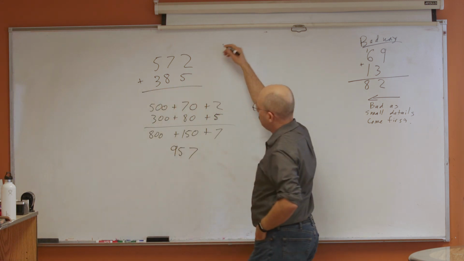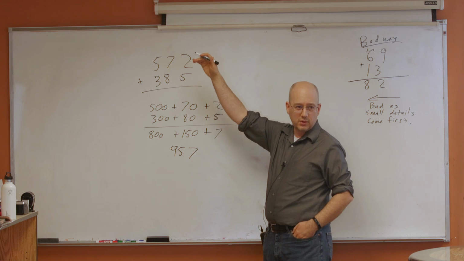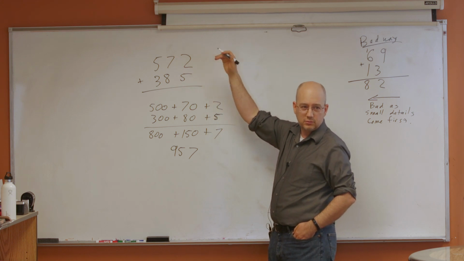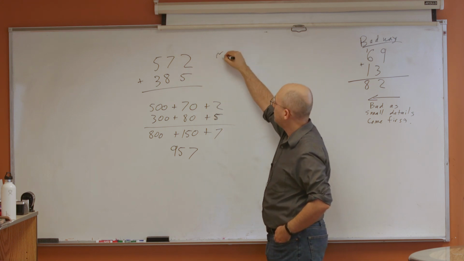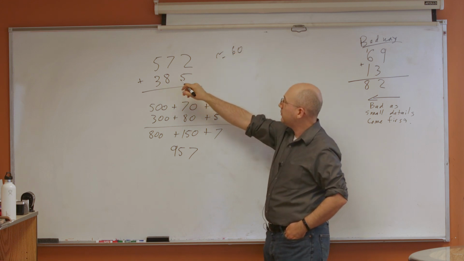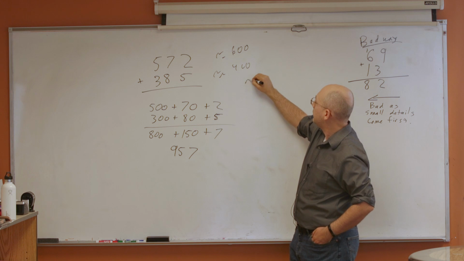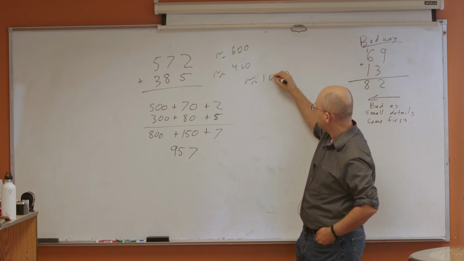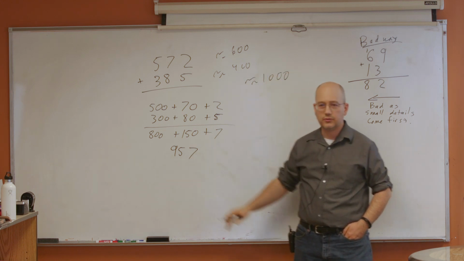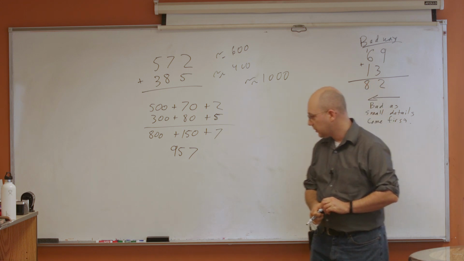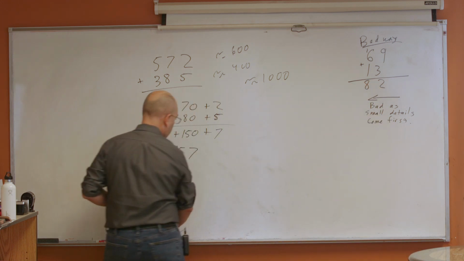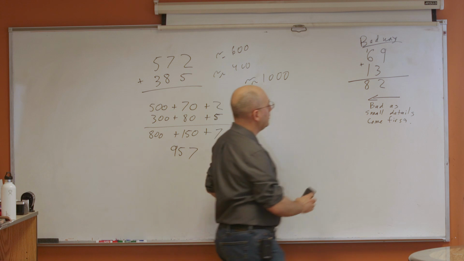In terms of rounding, 572 is close to what? 600. 385 is close to, and so this is approximately 1,000, and that's pretty good. Close to 957. All right.